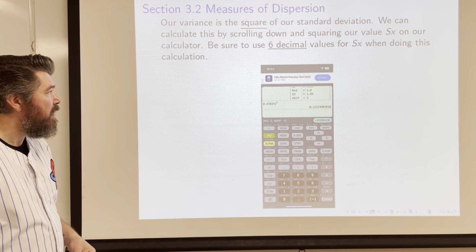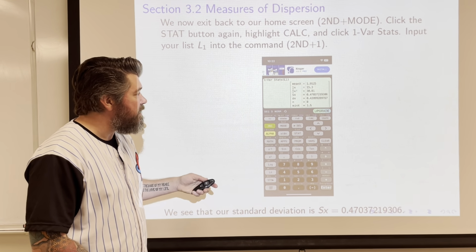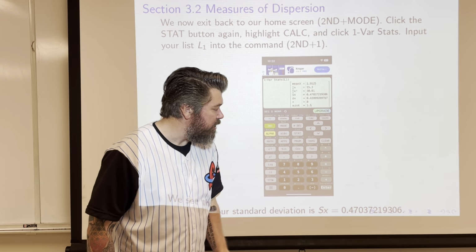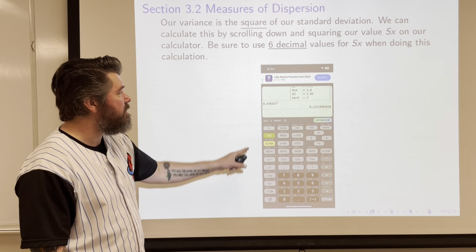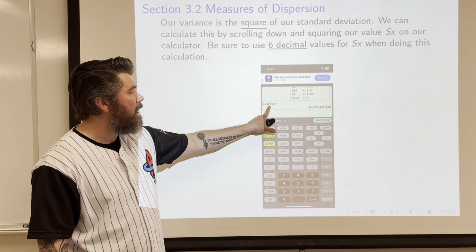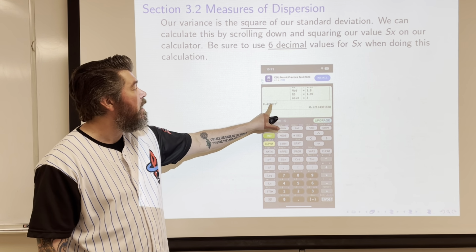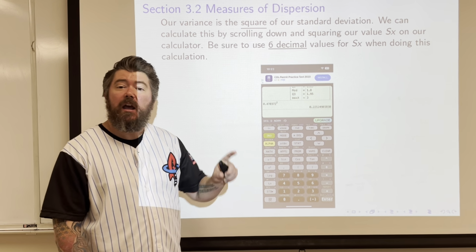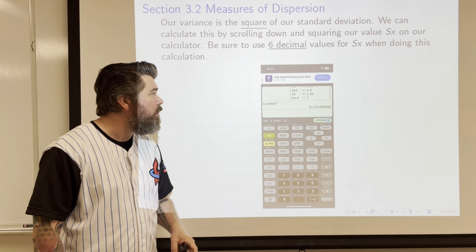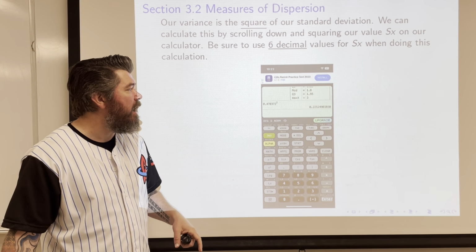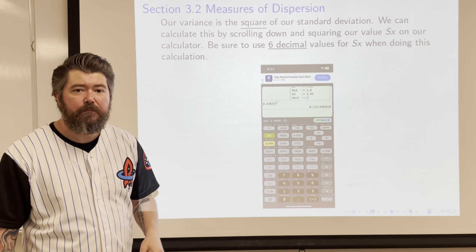Okay? So we saw that our standard deviation was 0.47. I'm going to use 6 of these decimals. So I take 0.470372 and I'm going to square it, and I see that my sample variance is 0.221249, and so forth.